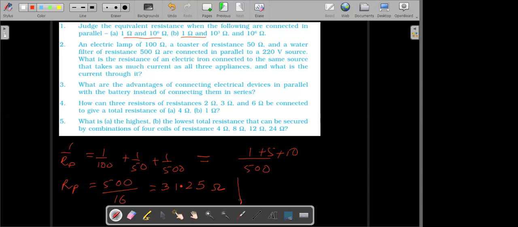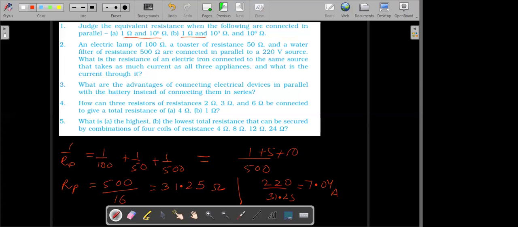What is the voltage? Sir, 220. 220. What is the equivalent resistance? 31.25. Yeah. So what will be the current? The current will be V over R, 220 over 31.25. So you are getting 7.04. So the current that will be there is 7.04 ampere.